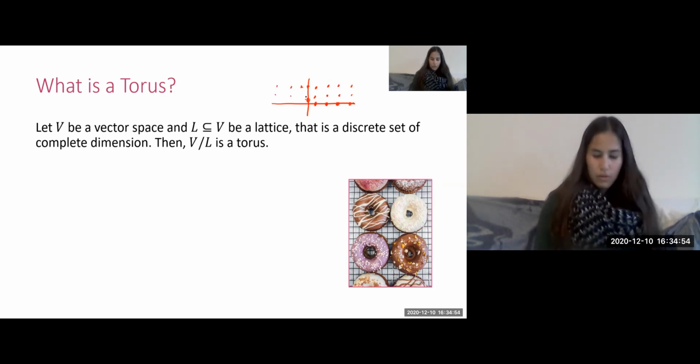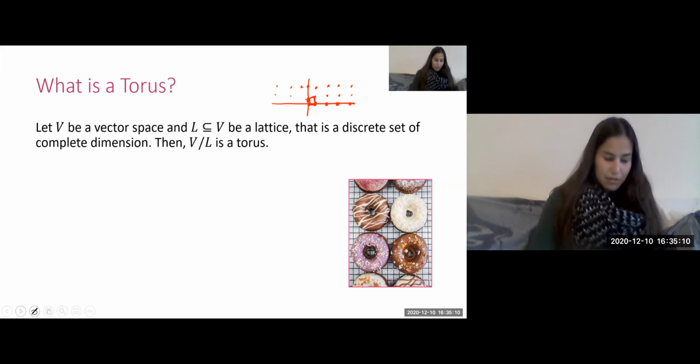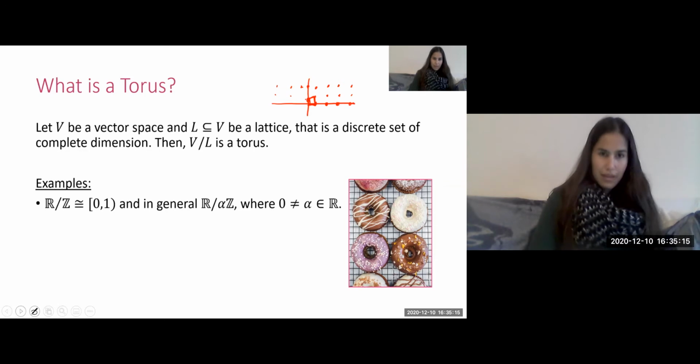And now, since this lattice is a discrete set of complete dimension, the torus would actually be V mod the lattice. So for example, you could view this part here as being a torus. So this is all good, but let's see some nice examples. When I think of a torus, the classic example I think of is R mod Z, where these are obviously additive groups, and this is congruent to [0,1). And then in general, we could take R mod alpha Z, where alpha is a non-zero number.